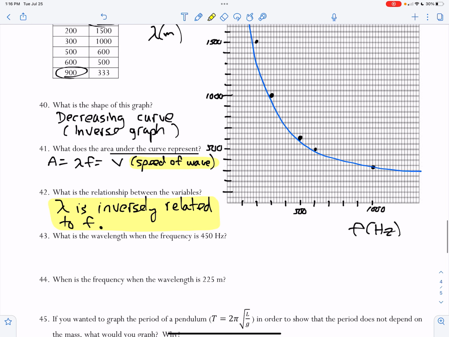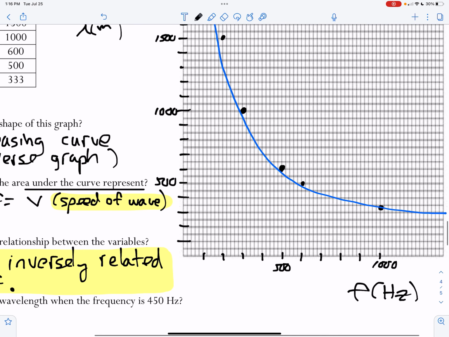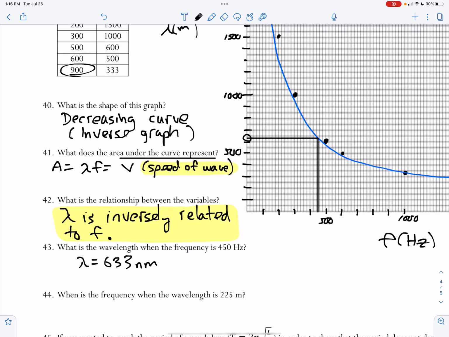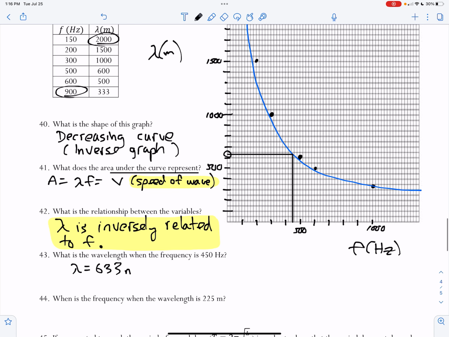What is the wavelength when the frequency is 450 hertz? Okay, so 450, I go here, 450 is right exactly here. I go up to the graph, then I go over. And then I just go ahead and estimate what that is. 600 and not quite 650, maybe pretty close to 633. All right, wavelength somewhere around 633, 635, 640 maybe nanometers. Oh, meters.